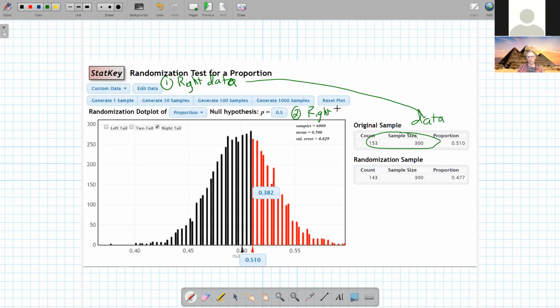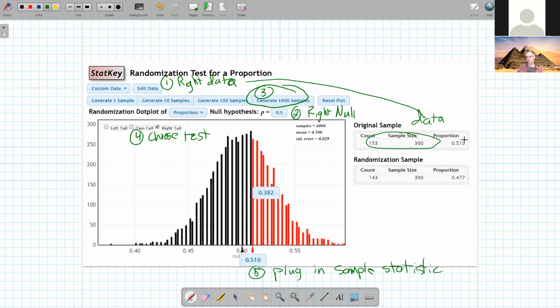Once I'm sure I have the right data and null hypothesis, step 3 is to generate thousands and thousands of samples. When that's done, I have to choose the right test. And once I choose the test, I come down to the x-axis here, and step 5 is to plug in the sample statistic.